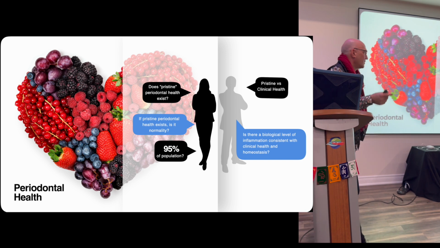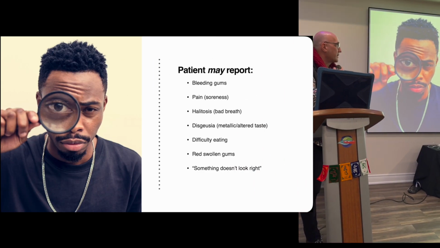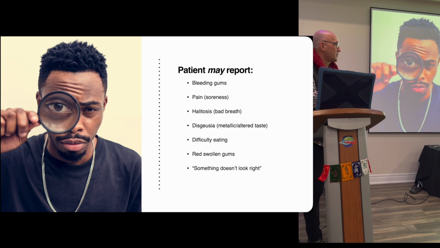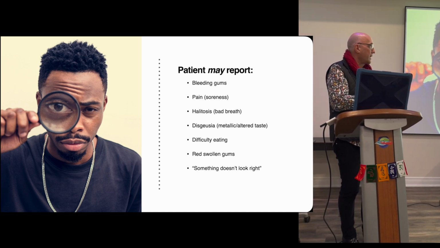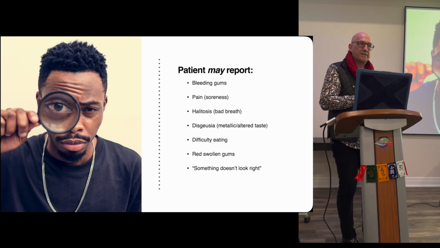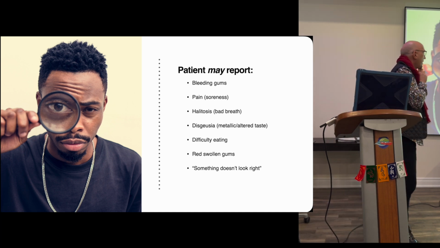So that's still good. But more than that, the patient's going to start to report these symptoms, and the words that we put to them are bleeding gums, pain, halitosis, dysgeusia, difficulty eating, red swollen gums, something doesn't look right. Usually they kind of figure out something's not right. The bleeding is really one of the giveaways that they have. Sometimes the swelling, sometimes it just doesn't taste well.